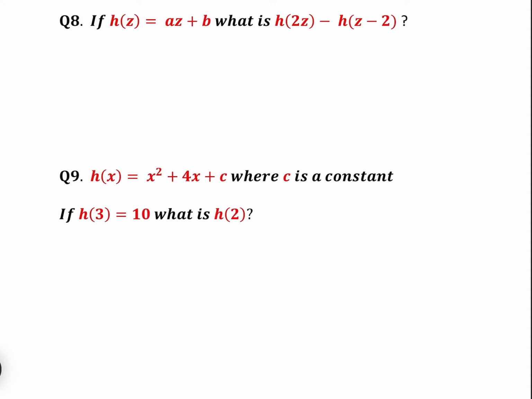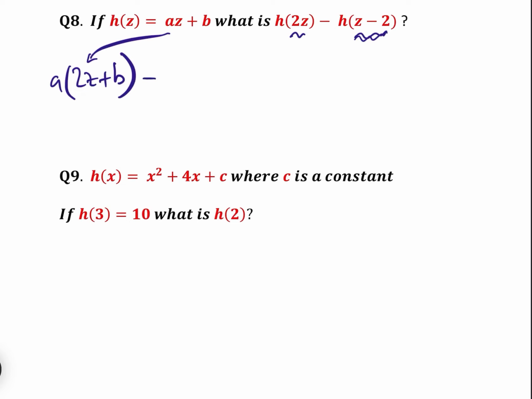Okay, right, so h of z is az plus b. What is h of 2z minus h of z minus 2? Well, just imagine the 2z is a smiley face, and then imagine that the z minus 2 is a smiley face. So we have to just put it in. So that is basically h of 2z is a times 2z add b. All we're doing here is replacing the z by 2z.